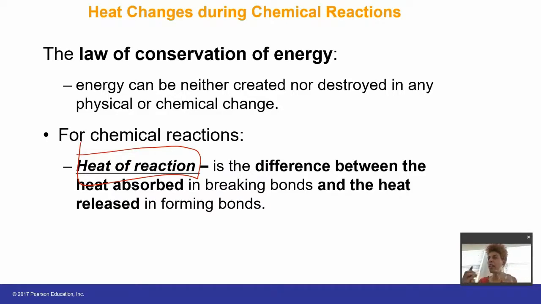If we go back to that double displacement reaction, it's going to be the ions that are still floating around in solution. It's going to be the solvent. It's going to be the beaker. It's going to be the air, right?